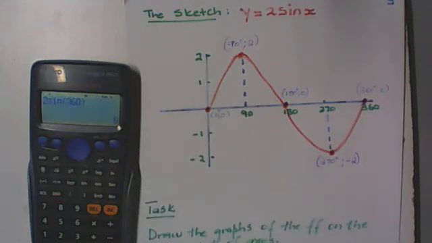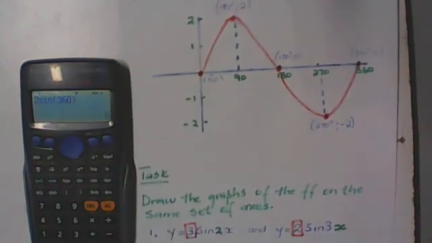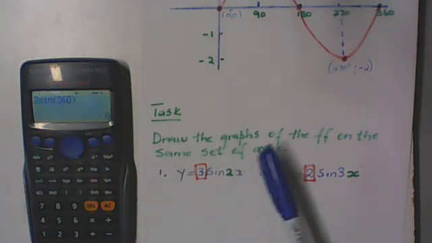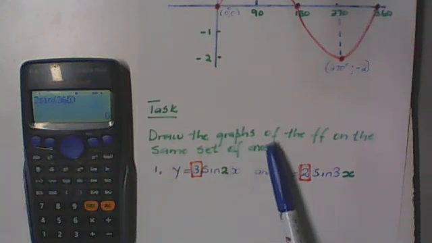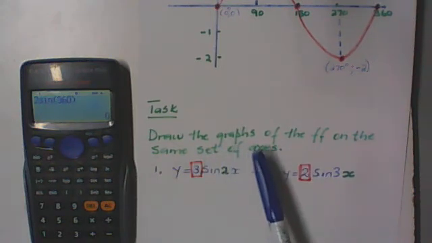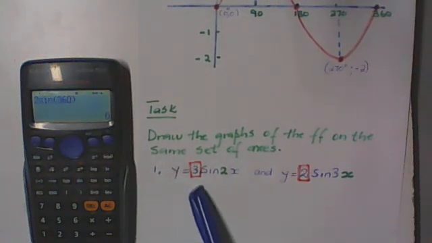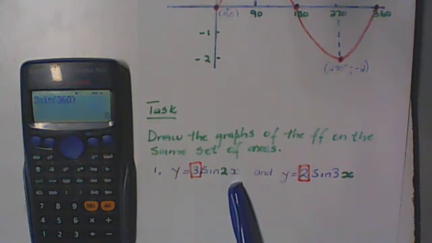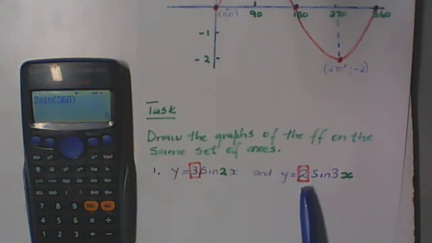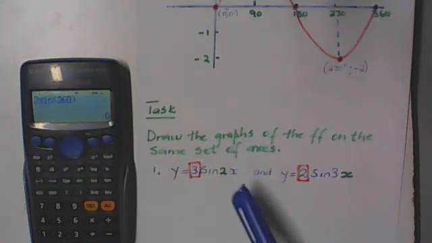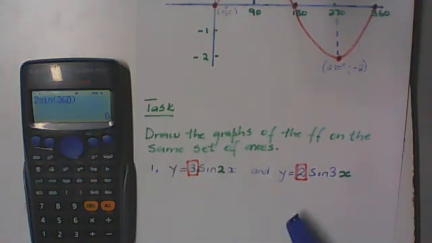Another thing that I need you to do, guys: you are going to draw the graphs of the following on the same set of axes. The first one is y is equal to 3 sin 2x. And the second is y is equal to 2 sin 3x. You write all the features of each and every graph.